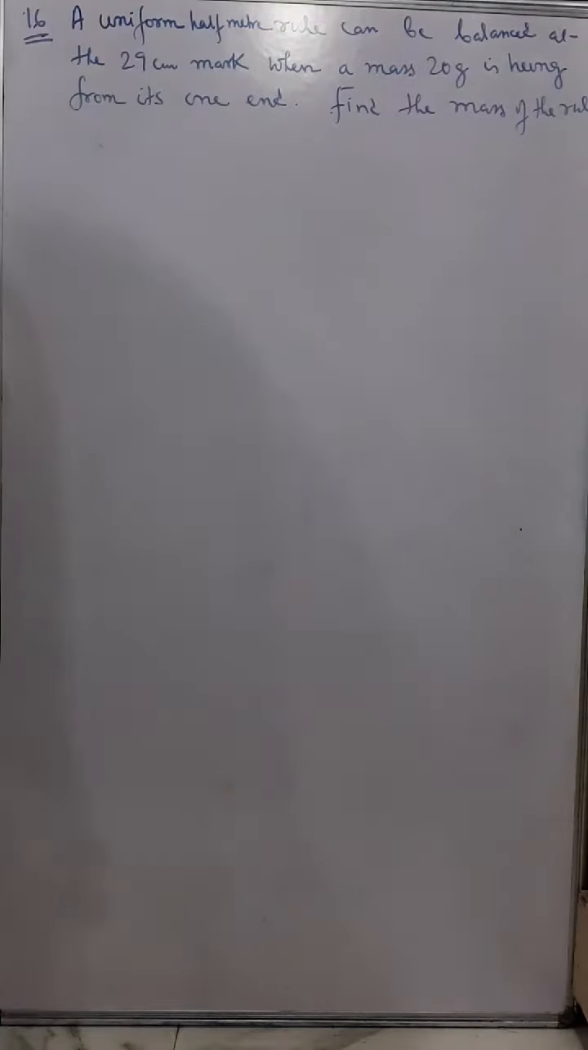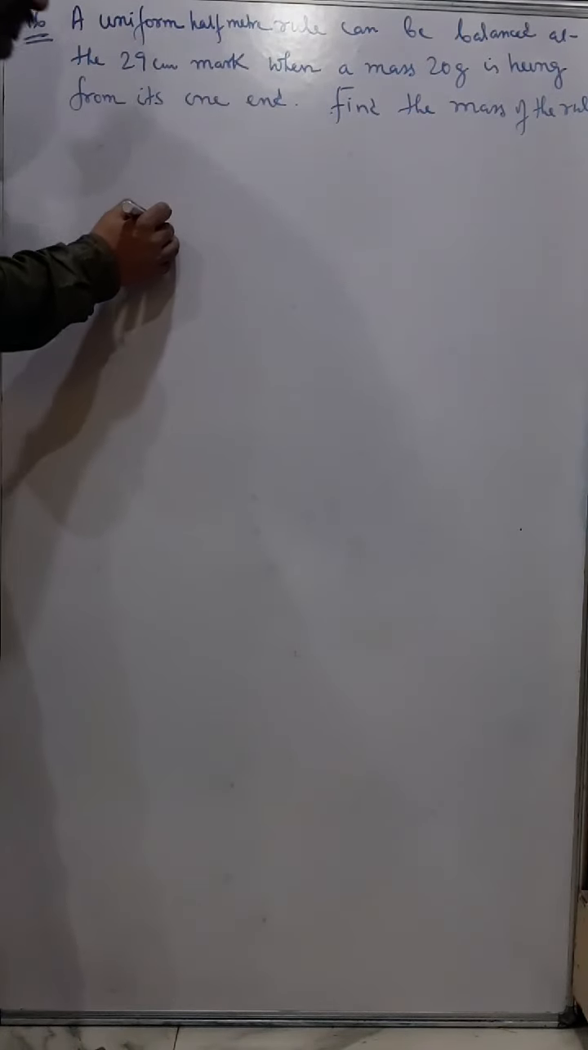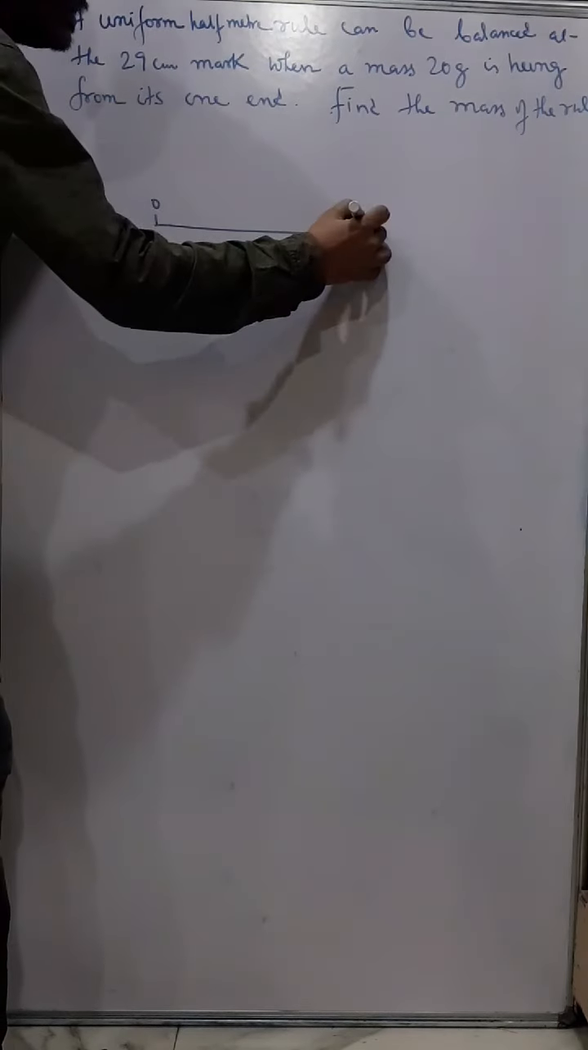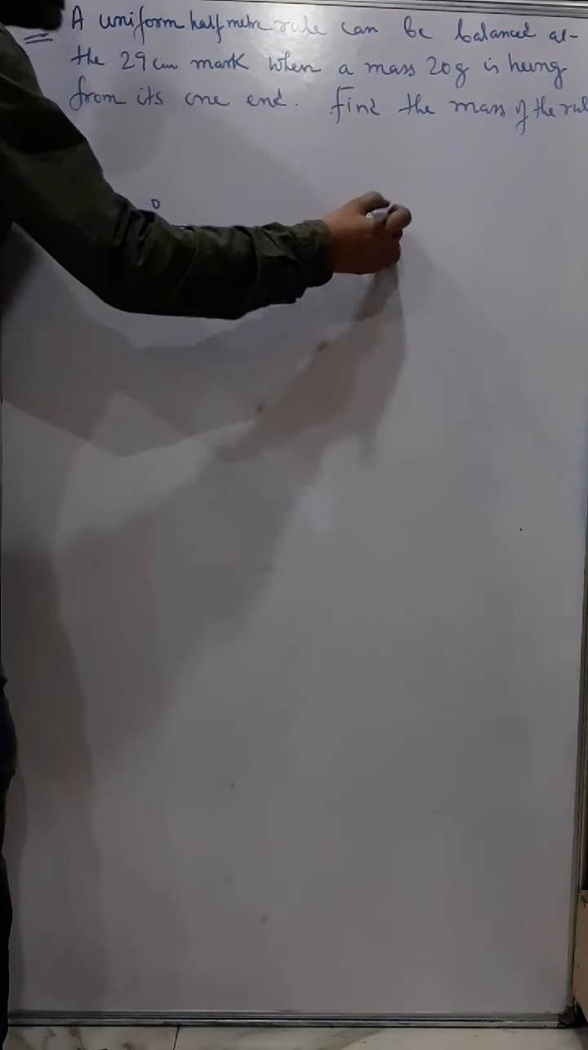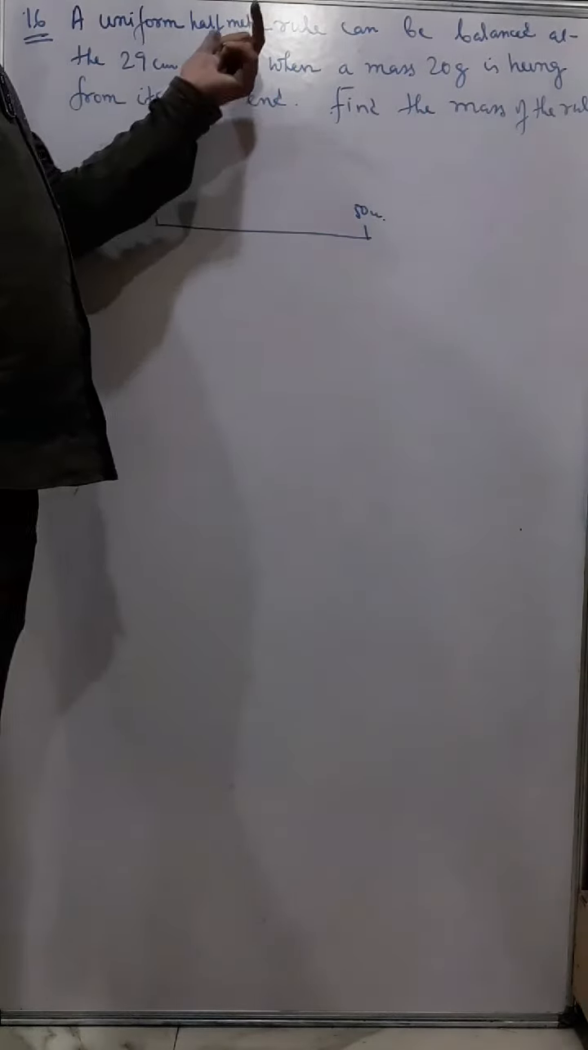Okay, next sum is number 16. A uniform half meter rule. So a meter rule is of 100 centimeters, so a half meter rule means it is 50 centimeters. So this is 0 and this is 50. So it is the same as a normal meter rule sum. Instead of only a meter rule, it is given a half meter rule.